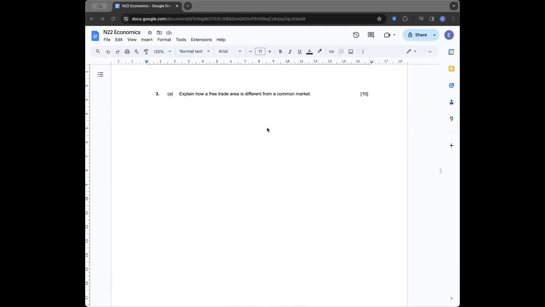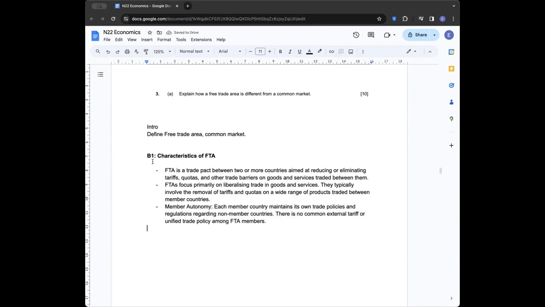Question 3A, explain how a free trade area is different from a common market. My intro will define a free trade area and a common market. And then I can first talk about the characteristics of an FTA.